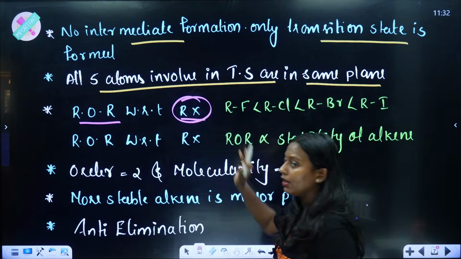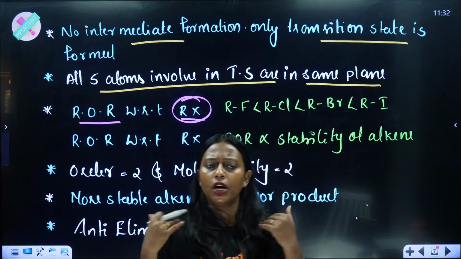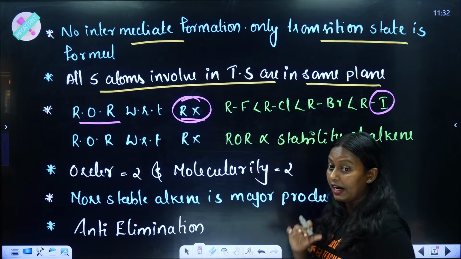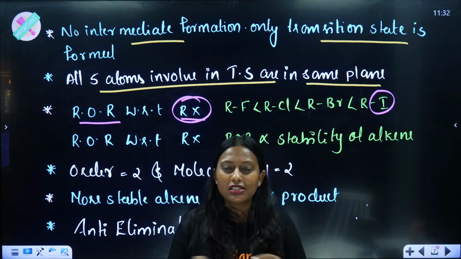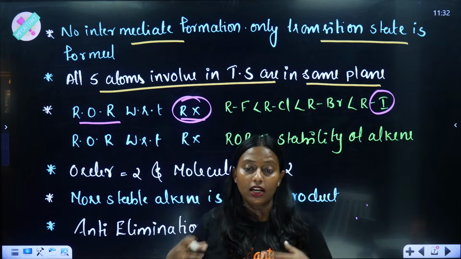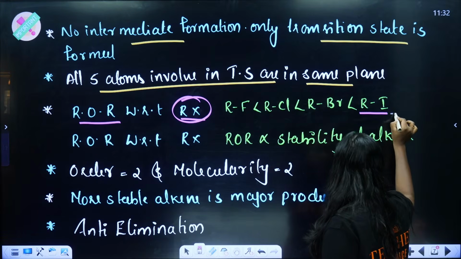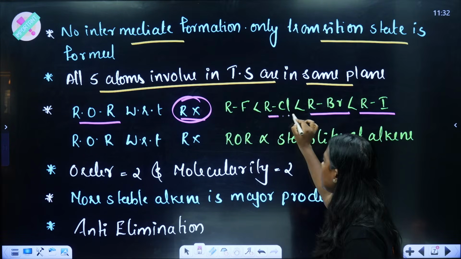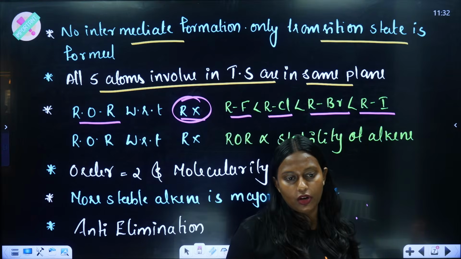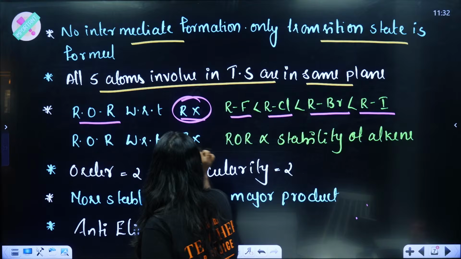So RX, we know. Obviously, who will leave first? Who is the leaving group? So yes, we know that iodine, okay, iodine leaves easily because the bond is weak. So we can eliminate iodine easily. So what will happen? RI, RBr, RCl, RF. Okay, clear.